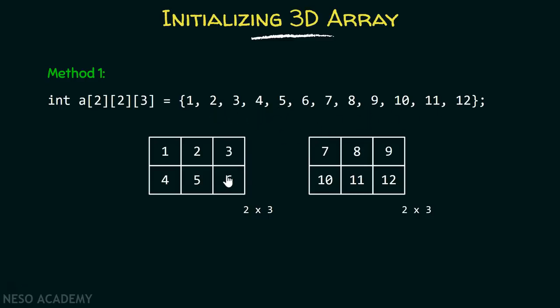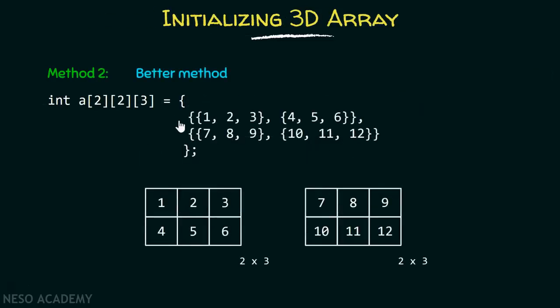In order to visualize that, there is another method. In this method, as we can see, these flower brackets indicate that this is our first 2D array, and these flower brackets indicate that this is our second 2D array. This is the first row of this first 2D array, and this is the second row of the first 2D array. Similarly, this is the first row of the second 2D array, and this is the second row of the second 2D array. Okay, this is obviously the better method.